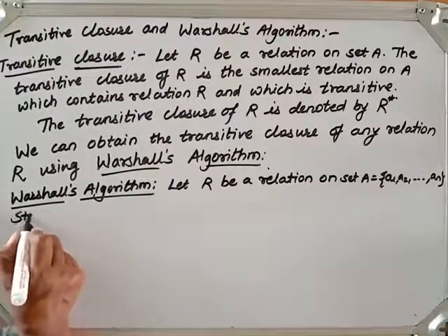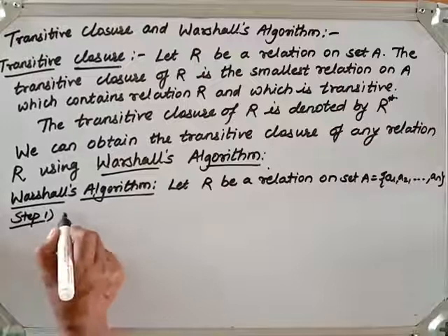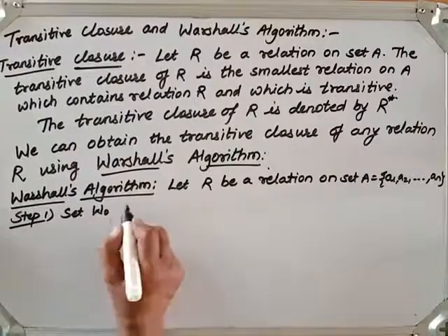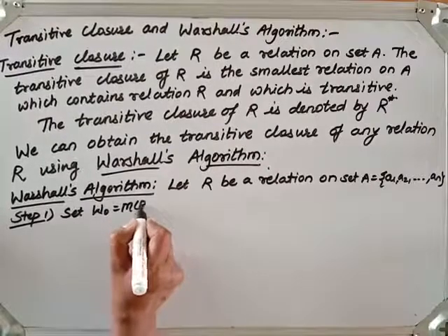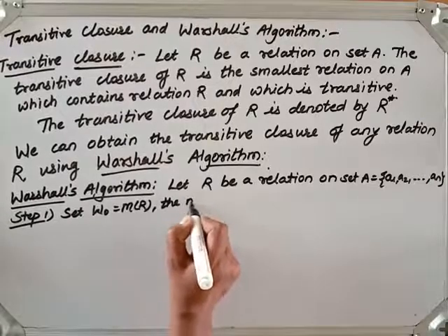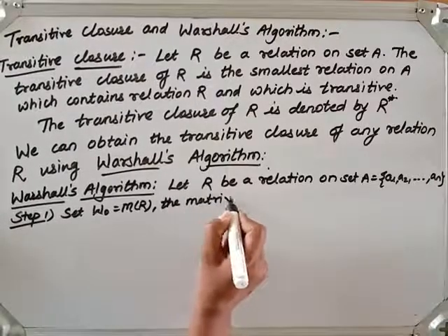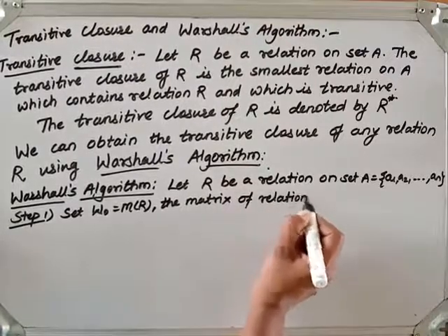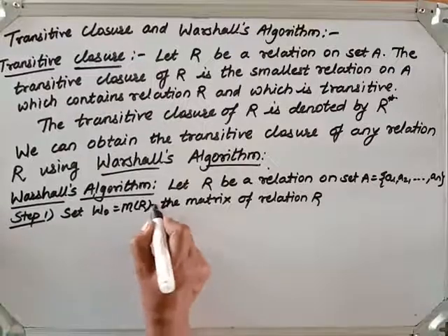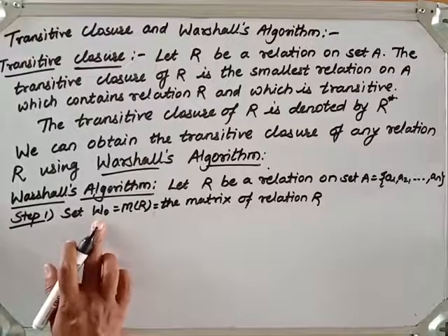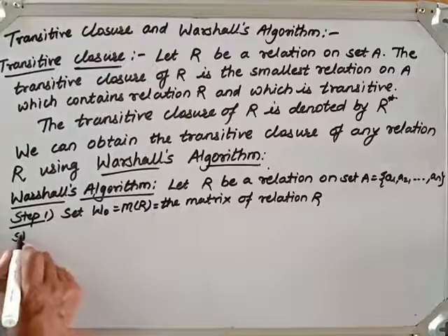So step 1 says set W0. We are giving a name to that matrix. That matrix is nothing but the matrix for relation R. This M of R is the matrix of relation R, and we are giving the name W0 to that. Now step 2.